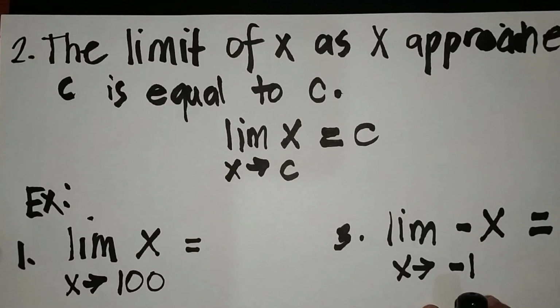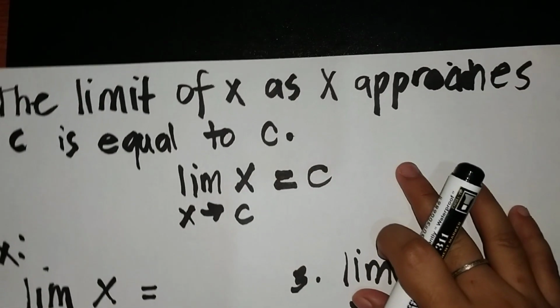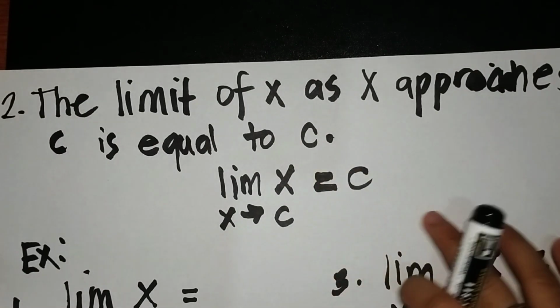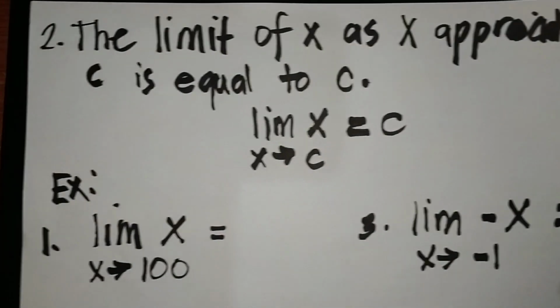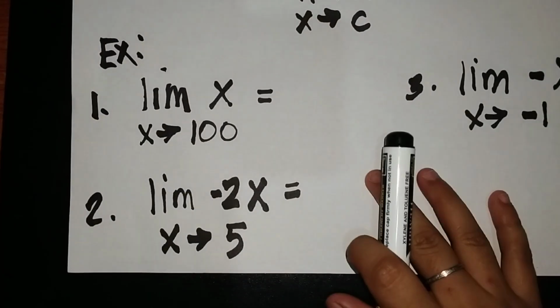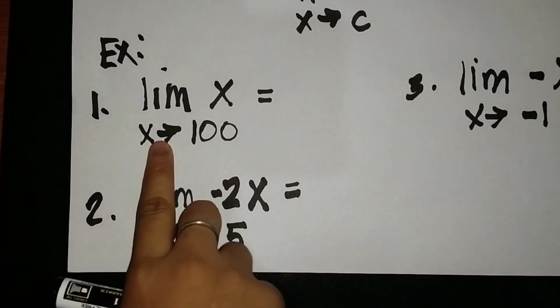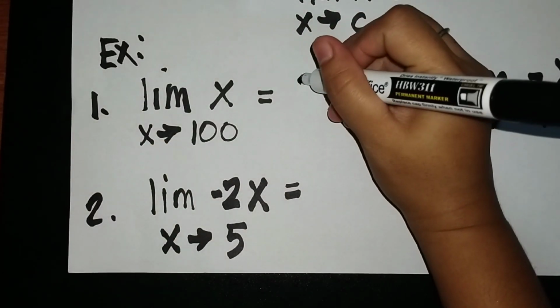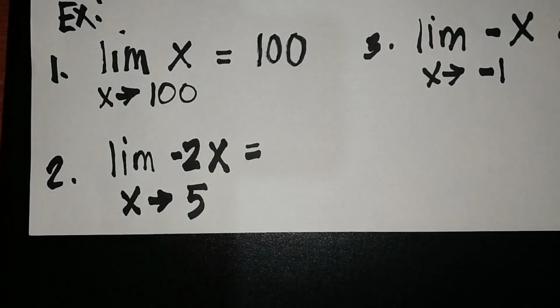In this second theorem, the basic theorem of limits, we are going to deal with the limit of x as x approaches c is equal to c. It's actually somewhat like a substitution. For example, in example number 1, we have the limit of x as x approaches 100. If we substitute the value of x, which is 100, we get the limit of x, which is 100.